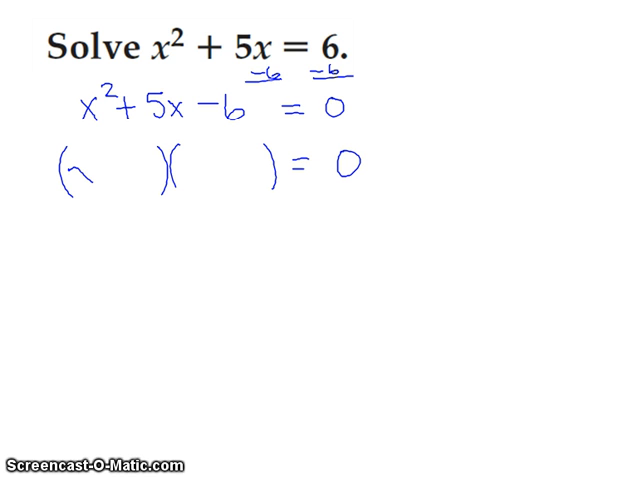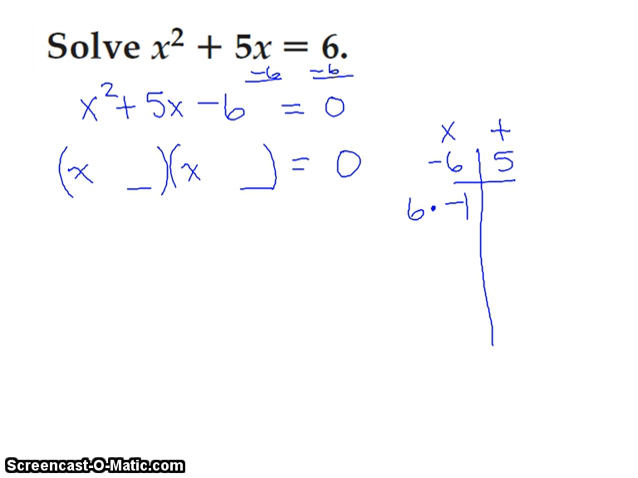Okay, we know that our first terms, when we multiply, x times x has to give us x squared, but we need now two numbers who multiply to give us negative 6 and add to give us 5. So what two numbers multiply to give us negative 6 but add to give us 5? So we could say 6 times negative 1 gives us negative 6, and 6 plus negative 1 gives us 5. So it looks like we have it. So we have x plus 6 and x minus 1.